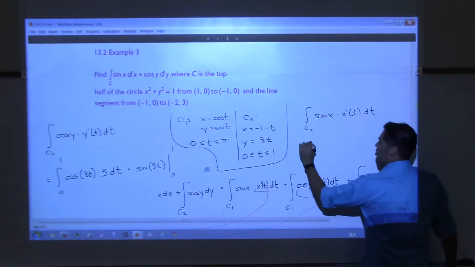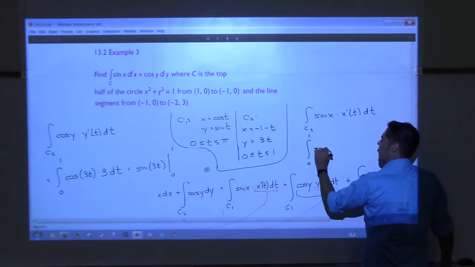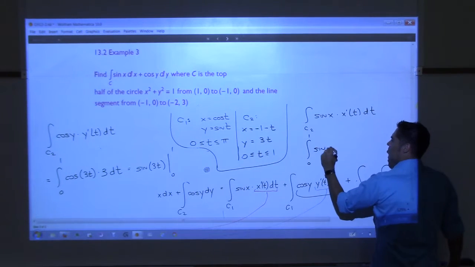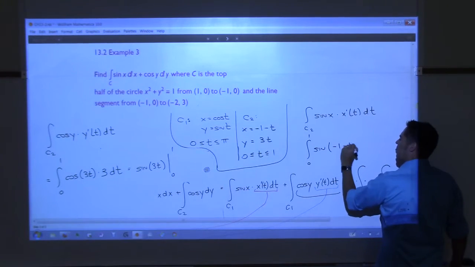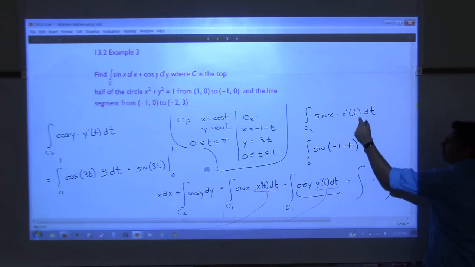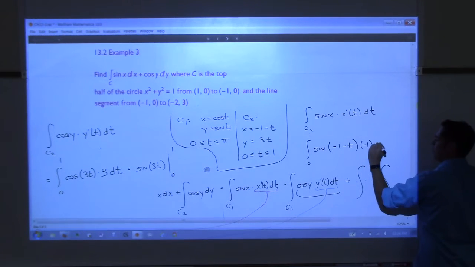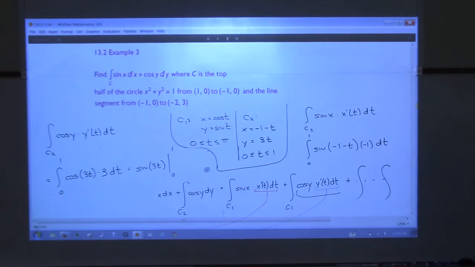So this is going to go from 0 to 1. Sine x, but what's x? Ah, no, this is C2. Negative 1 minus t, and then x prime t, which is negative 1 dt. Y'all agree? And then we could do that. I mean, we could. Okay, that's how we do something like that.